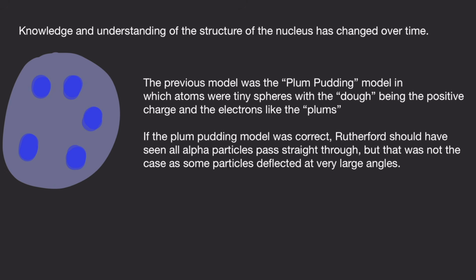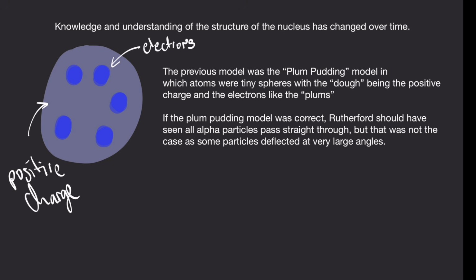Our knowledge and understanding of the structure of the atom has changed over time. The previous model was actually known as the Plum pudding model. In that model, atoms were tiny spheres, with the dough being the positive charge and electrons being like the plums. This was motivated by the discovery that electrons can be removed from an atom, and it was an attempt to explain it.